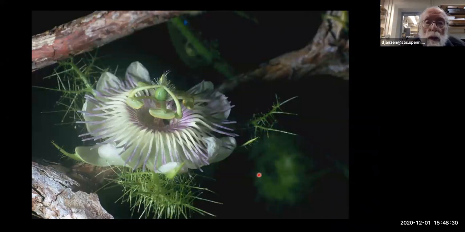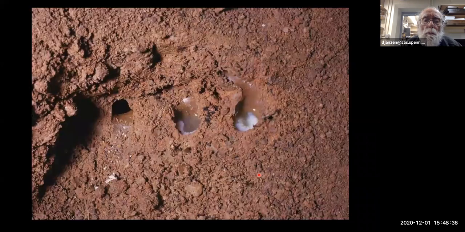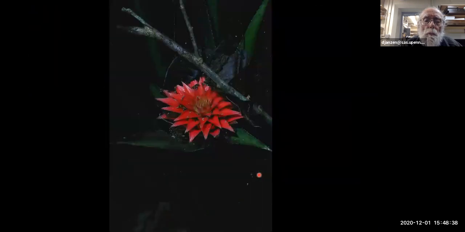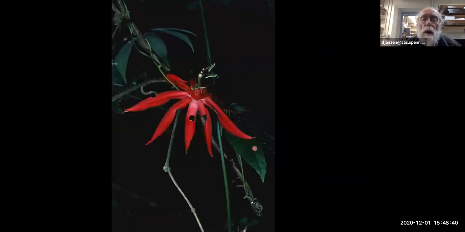Okay, now we had a red flower back a ways. Let's go back to it. I said to you that the hummingbird comes over here and sticks its bill down between these stiff bristles, like a toothbrush, right here. And the pollen gets stuck on the top of the hummingbird's head in that process. So this is a hummingbird-pollinated passiflora.